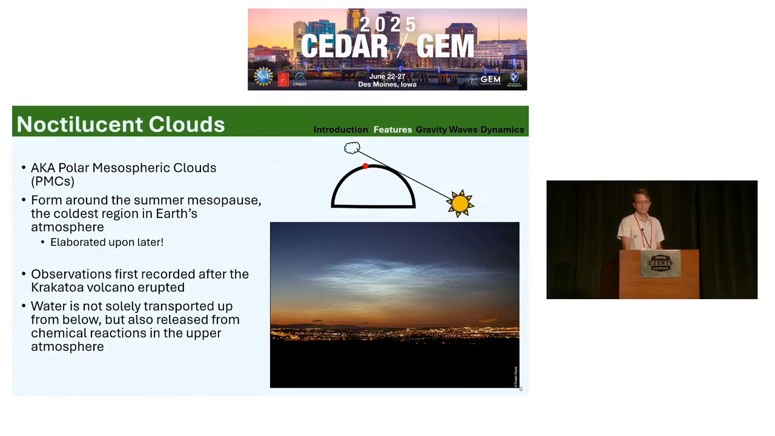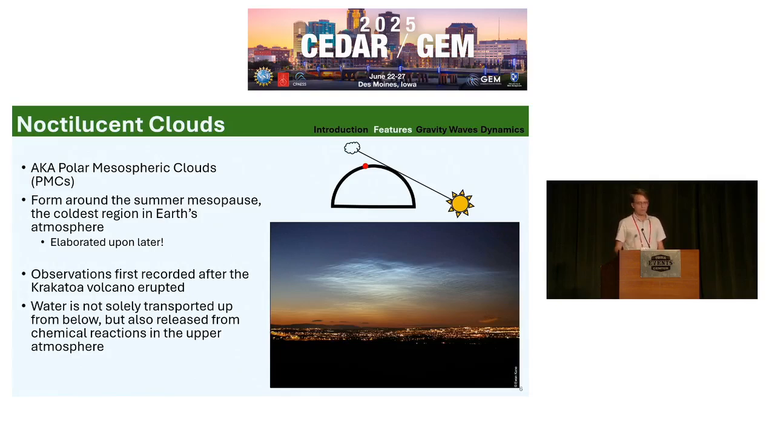You may have even seen these if you've been at reasonably high latitudes. They're called polar, but you don't necessarily need to be at polar latitudes to see them. A few fun things about PMCs: it often gets reported that their first observation, but I think this is probably just the first recorded observation, was after the Krakatoa volcano erupted.